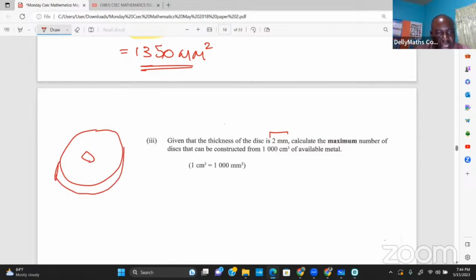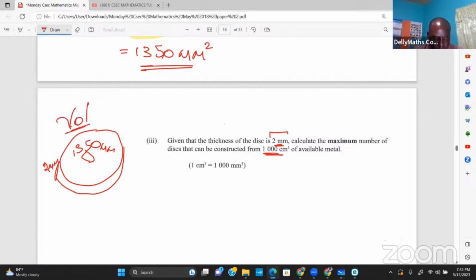There's a thickness to it, and this thickness is 2. So I already have the area of the cross section, and now the thickness is this. They're going to ask about some value, right? What they're saying is, given that it is this thick, calculate the maximum number of disks that can be constructed from this. Now, I want to know all the space this will take up, the material that it will be using. So I'm going to find the volume of this when I'm ready.